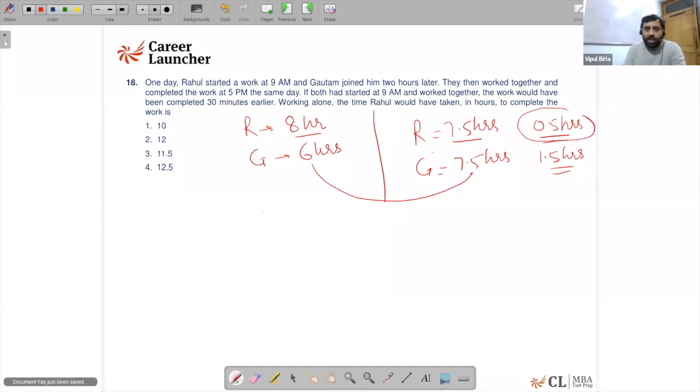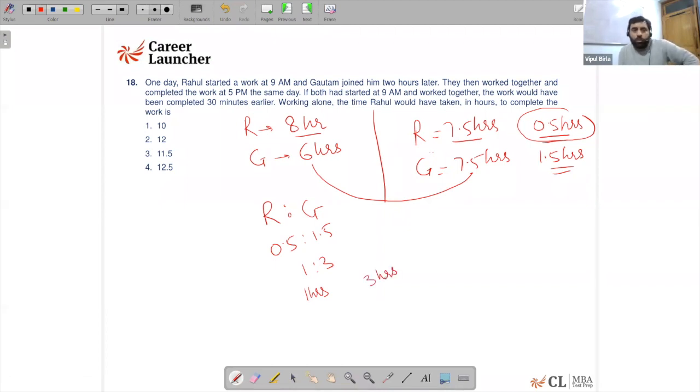So can I say the ratio of time taken by Rahul and Gautam to do the same task is 0.5 is to 1.5, which is 1:3. So if the ratio of time taken is 1:3, that means the work which is done by Rahul in 1 hour is the same as the work done by Gautam in 3 hours, right?